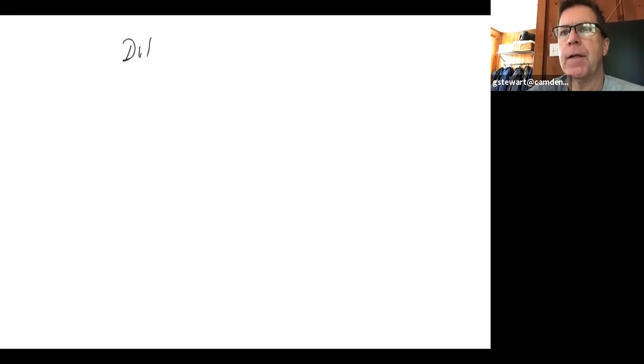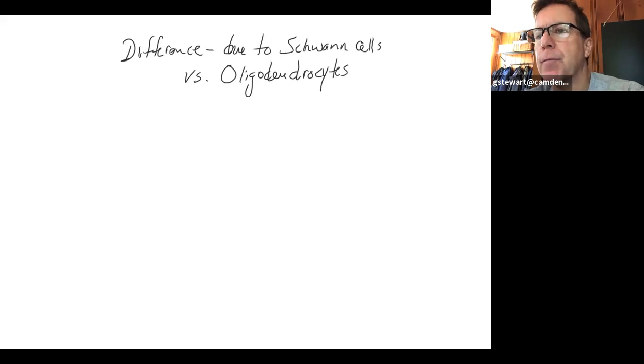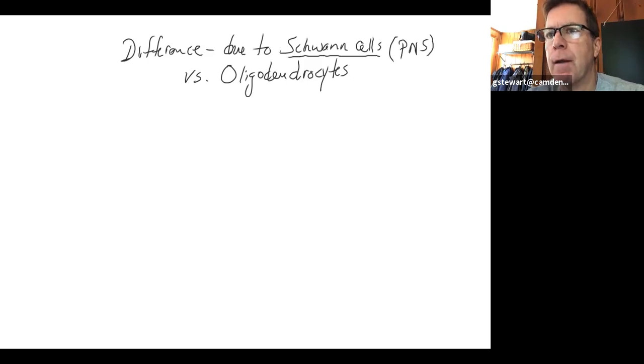And I'm just going to write: the difference in the ability of the peripheral nervous system to regenerate and the central nervous system cells not to regenerate is due to Schwann cells versus oligodendrocytes. Now, we already talked about this. Schwann cells are the cells that myelinate axons, fibers, in the peripheral nervous system. That's what's going to give them the ability to regenerate.